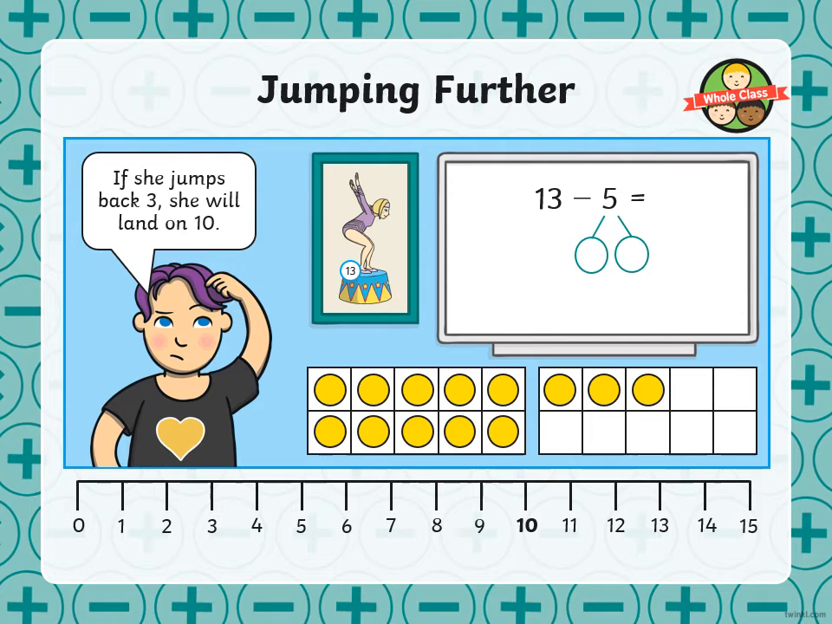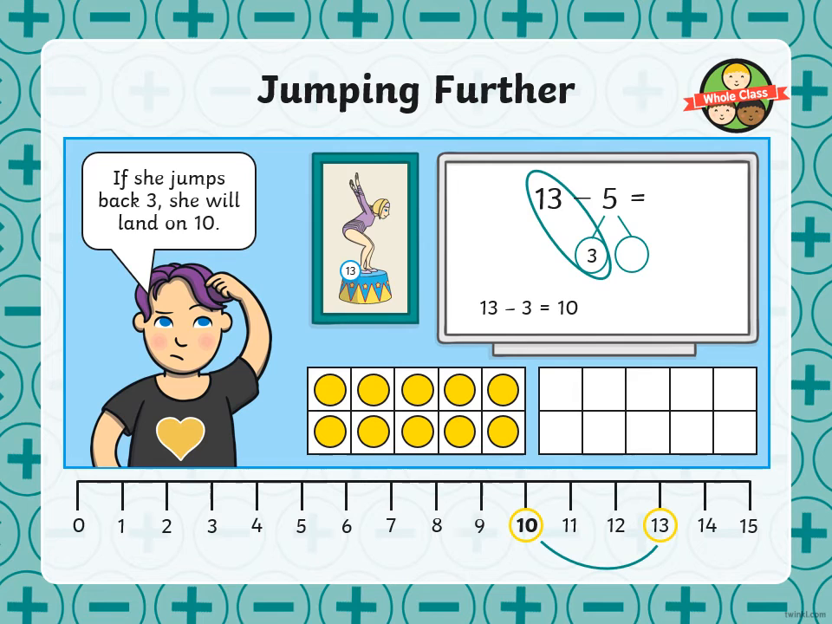If she jumps back 3, she will land on 10. That's right. So she will land on 10. And we've got our 10 frames here. Okay. So if she's moved back 3 spaces, so 1, 2, 3, we've got something left over here.